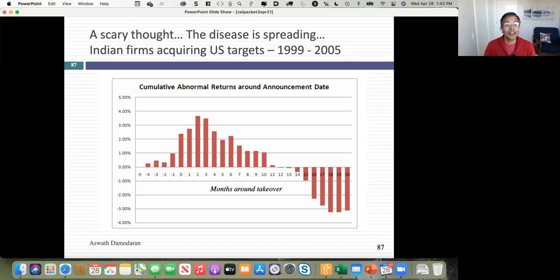But you know what? Indian companies are making the same mistakes that US companies are making. They tend to overpay on acquisitions. It takes a longer time for it to manifest. This is actually a graph of what the stock price of Indian acquirers do. It looks good around the announcement, but by the time you get to 12, 13, 14 months and reality strikes, people say, well, you paid too much.